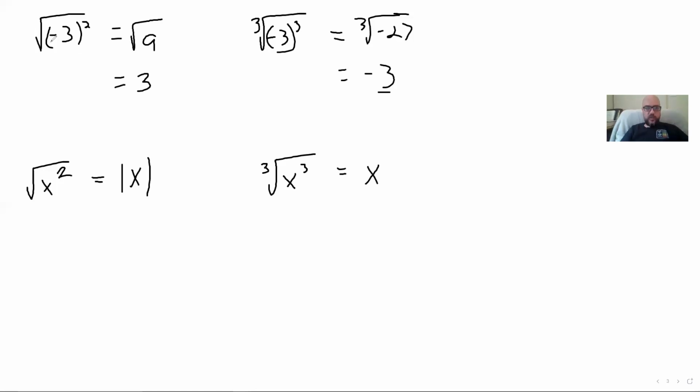So watch out for this. Even roots are a pain. You have to watch out for the negatives. You need absolute values. You have to be really careful. Odd roots are great. They work fine. There's no need to sweat the negatives. Everything's easy. So odd roots are great. Even roots, beware. It's very easy to make small errors there.